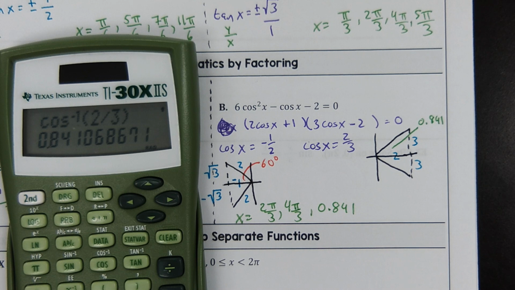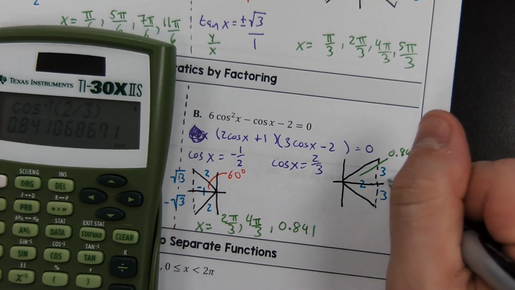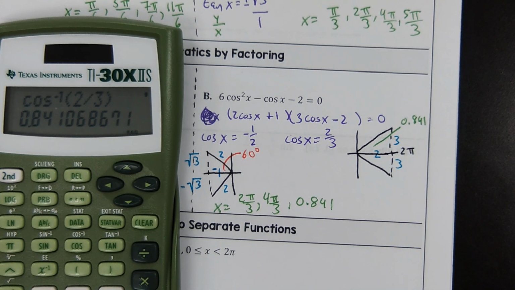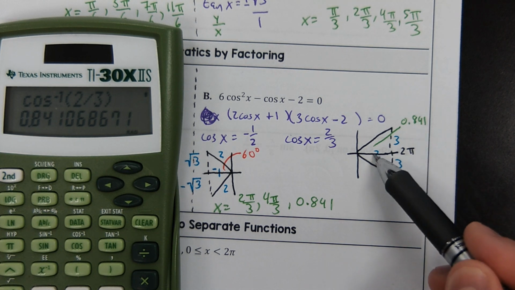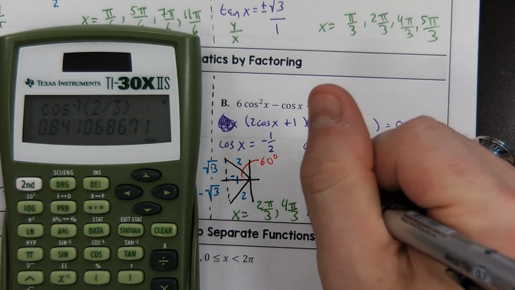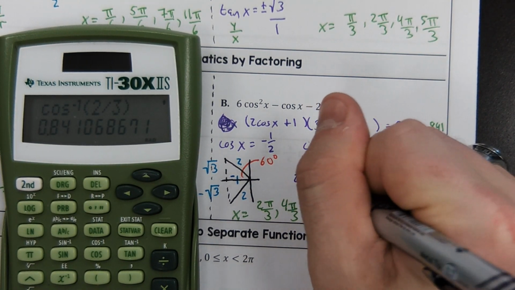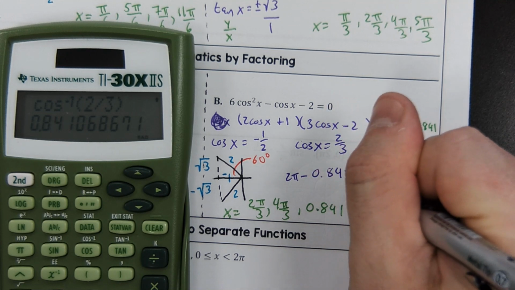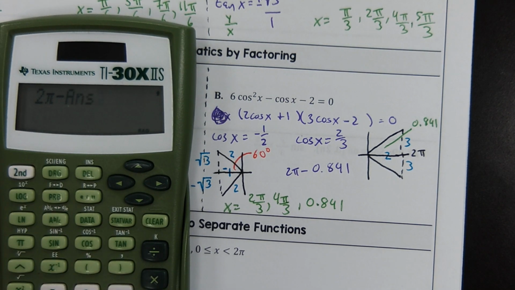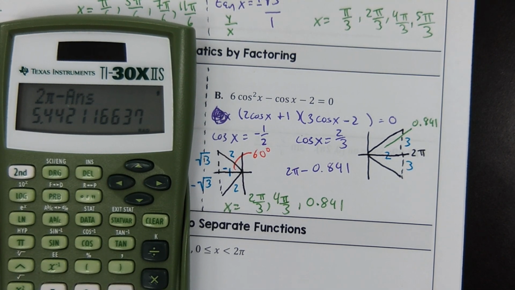If I was allowed to be in quadrant -1, then I could say negative 0.841 radians. But I can't do that. So if this is 2 pi, how do I figure out where I am if I know the size of the reference angle? 2 pi minus. Because I'm 0.841 radians before 2 pi, I just do 2 pi minus that answer. So 2 pi minus that answer is 5.442 radians.